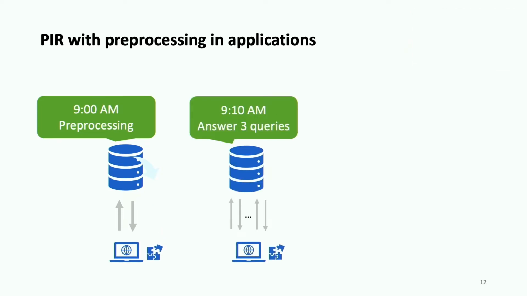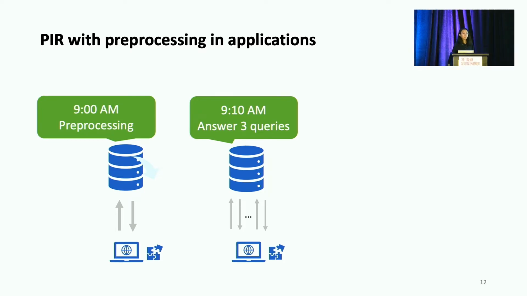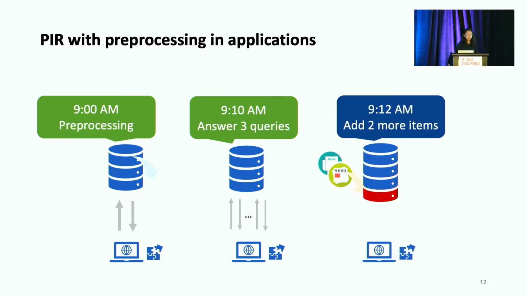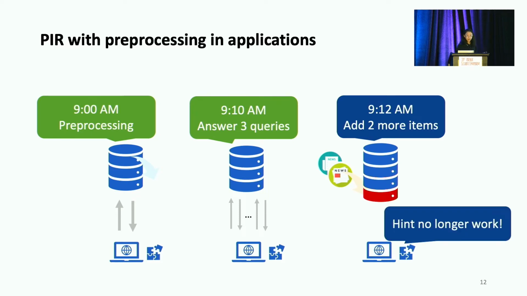A few minutes later, when the client wants to fetch its interested content, it issues a few PIR queries to the server, and the server can process them very fast using sublinear work. But shortly after, there are two more new articles added to the database. So now, can the client issue queries? Remember that the hint and the database should match in a way that the client can reconstruct the item it wants. But in this case, the hint and the updated database no longer match.